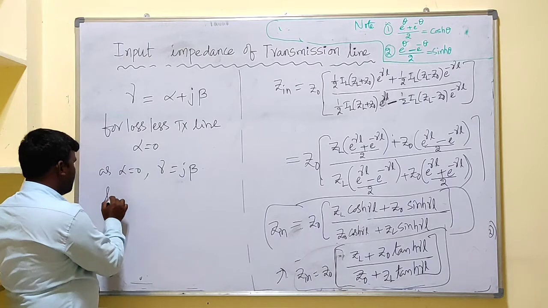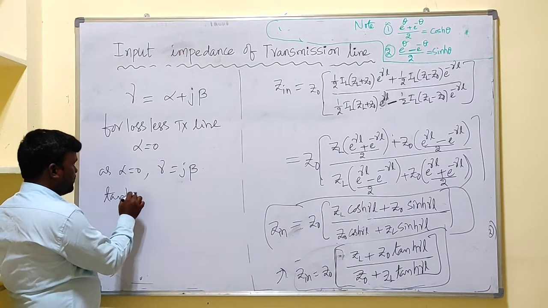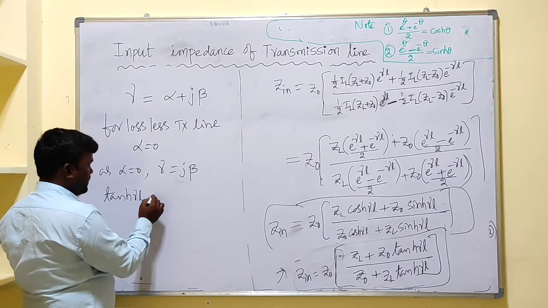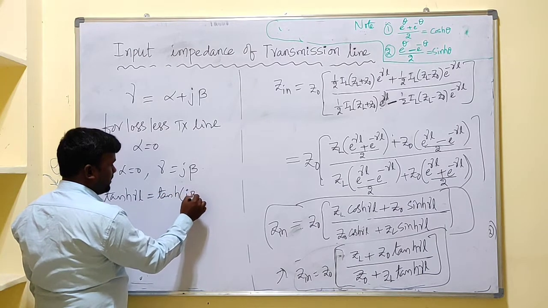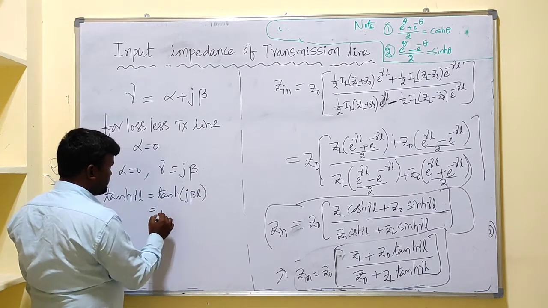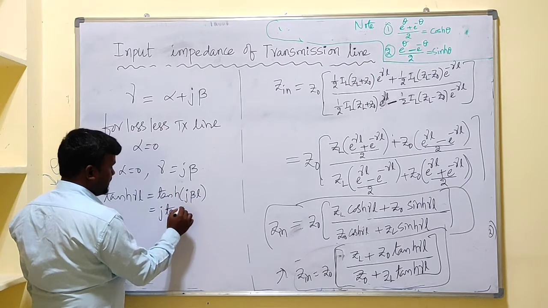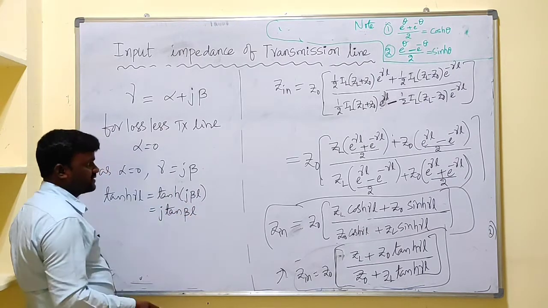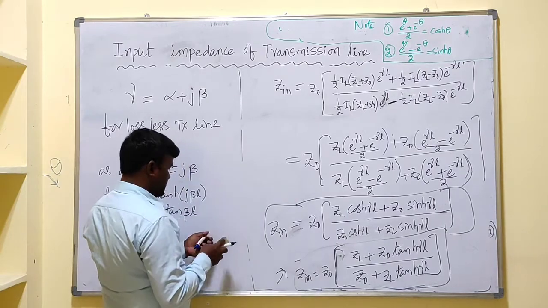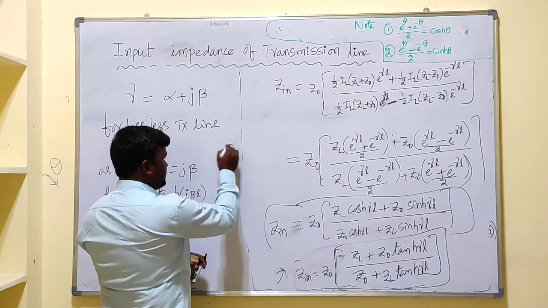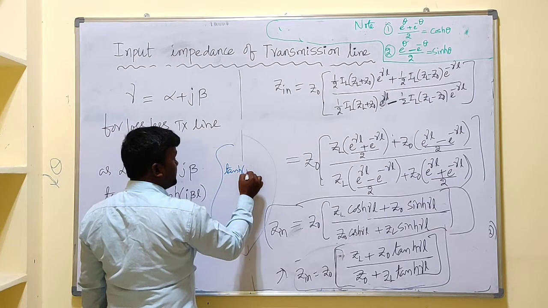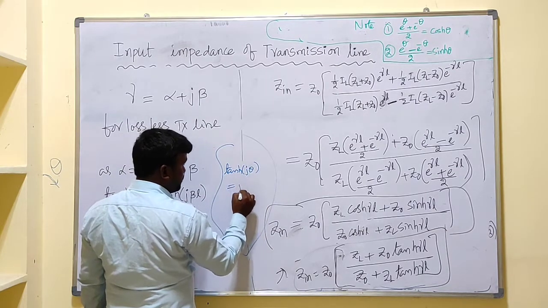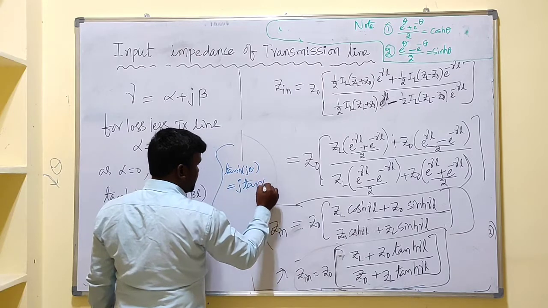Then tanh γL becomes tanh of jβL. Of course, this is equal to j into tan βL. After simplification, you will get it like this. Or else, please make a note of this one: tanh of jθ is equal to j into tan θ.